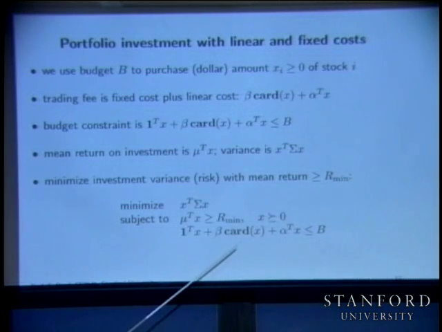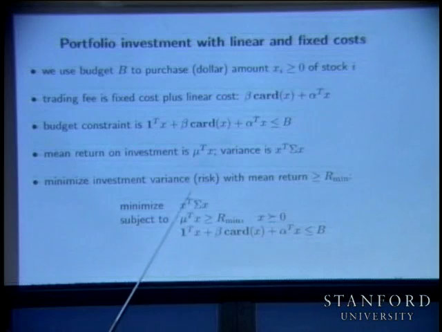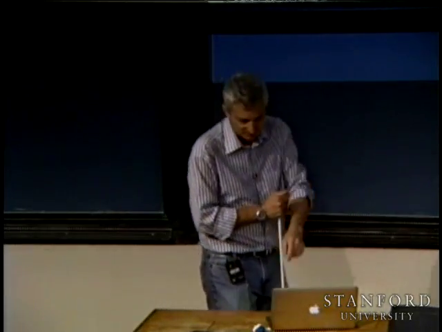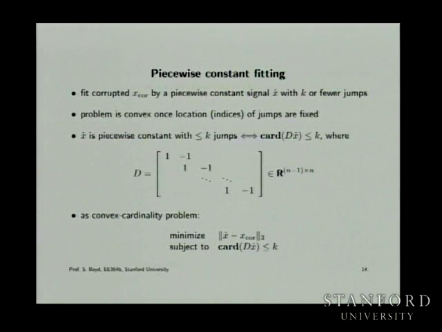If you set beta equal to 0, that's a convex problem. And you can actually find out. And that'll generally, by the way, invest in a bunch of different things. Okay. Let's do piecewise constant fitting.